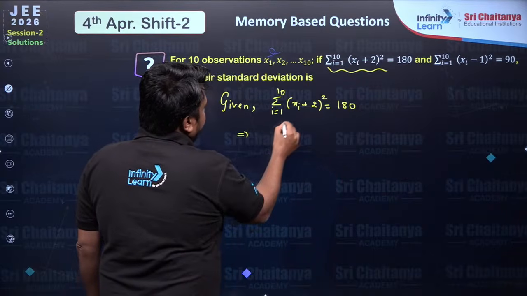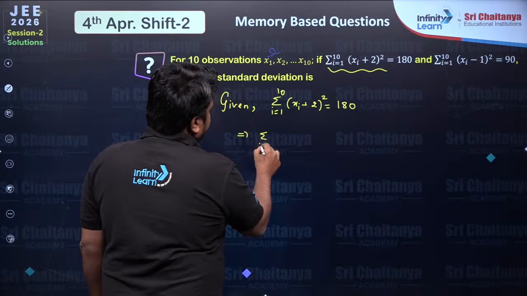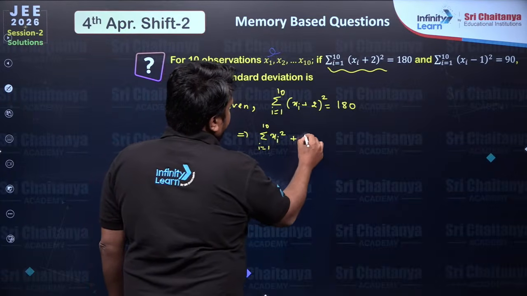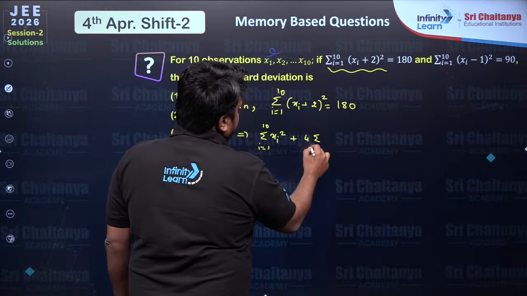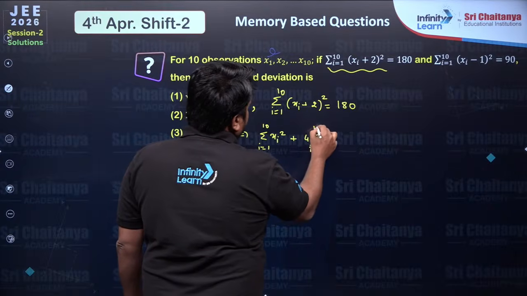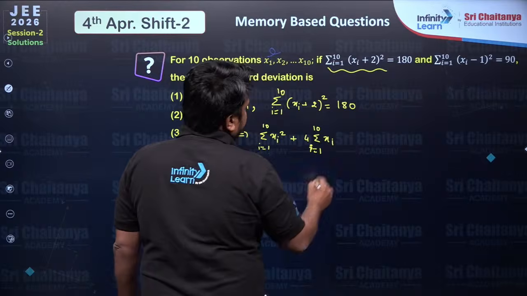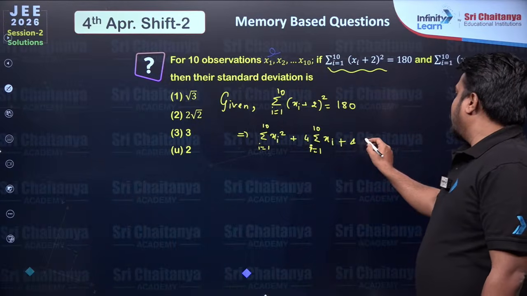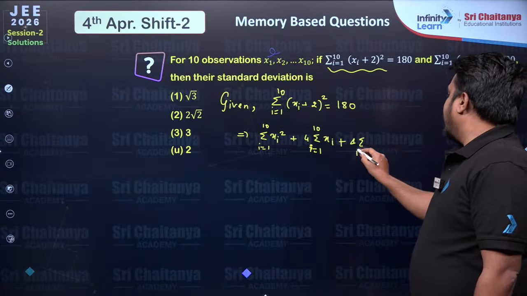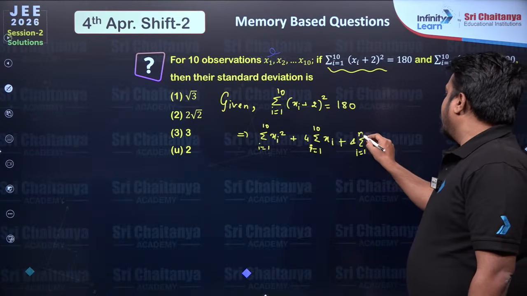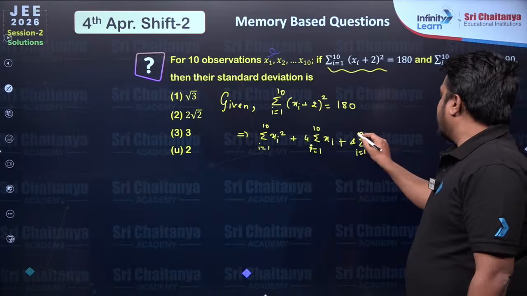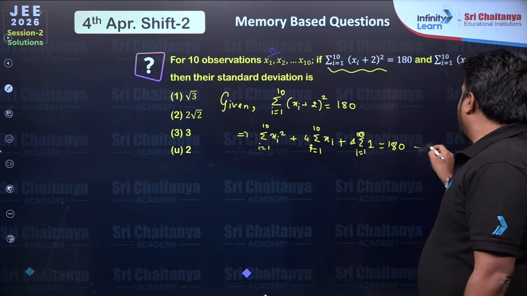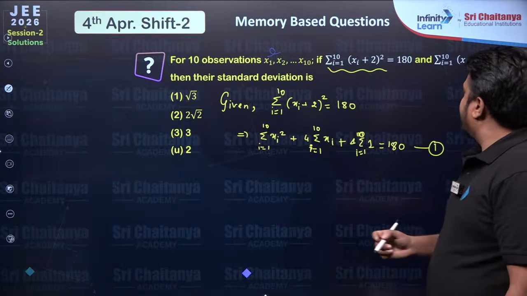So if I open it, summation i equal to 1 to 10 xi square plus 4 summation i equal to 1 to 10 xi plus 4 summation i equal to 1 to 10 of 1 is equal to 180. Let's mark this as equation 1.